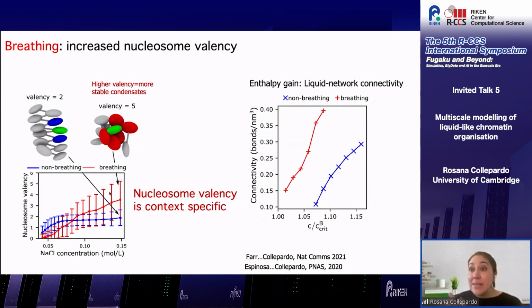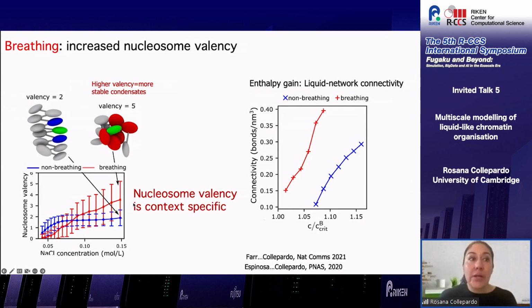A key quantity in phase separation is the valency. The higher the valency, the easier it is for the system to phase separate. When we compute the valency of nucleosomes, comparing breathing versus non-breathing nucleosomes, we see that breathing motions promote the valency of chromatin, and they also enhance the network of connections between the condensed liquids. So that's why breathing is so important.